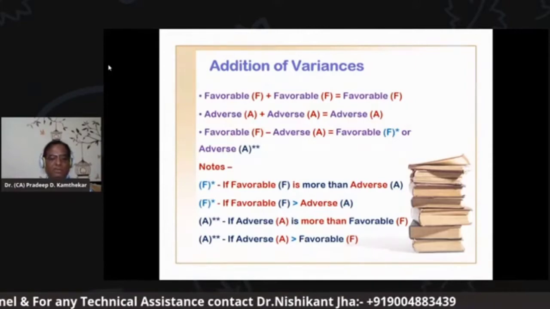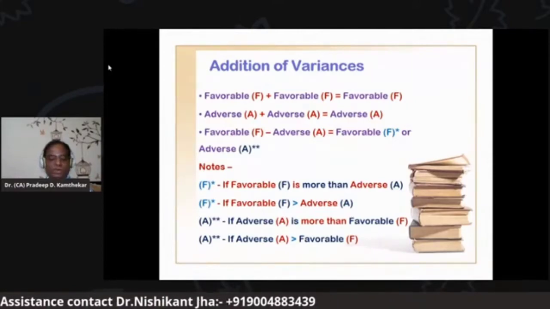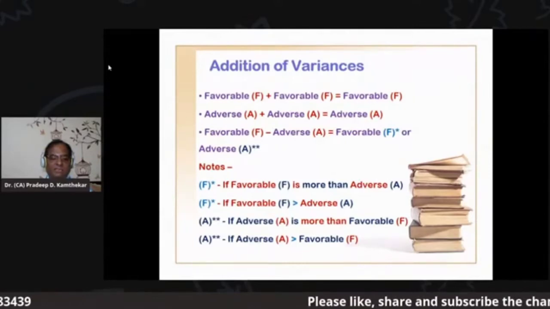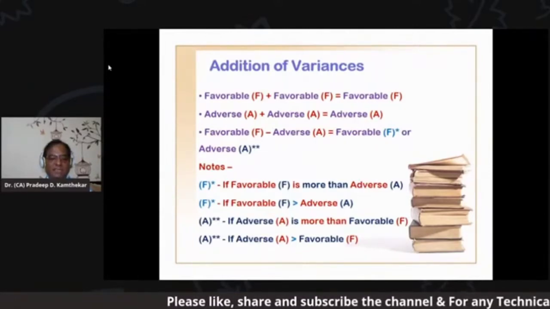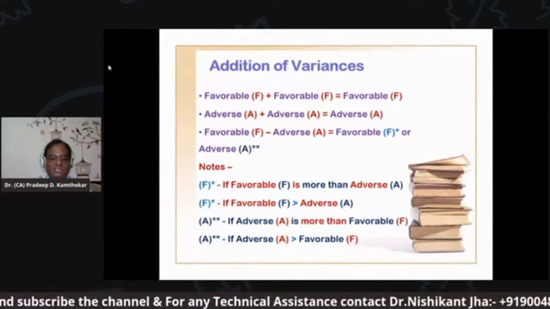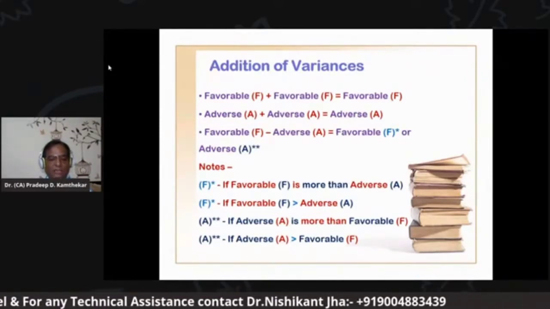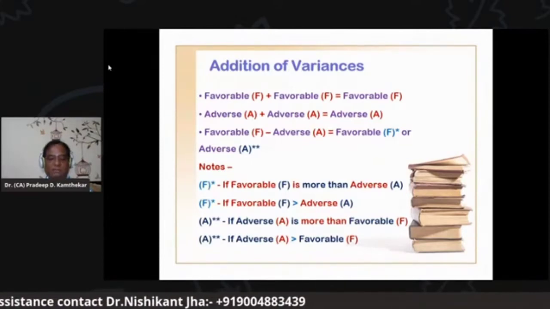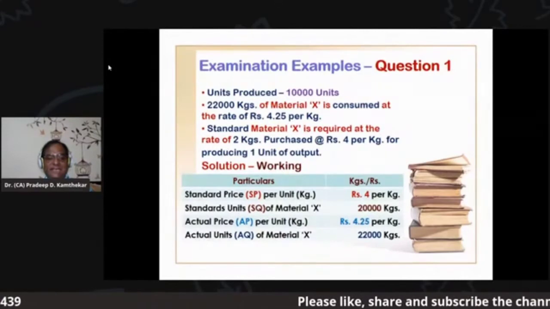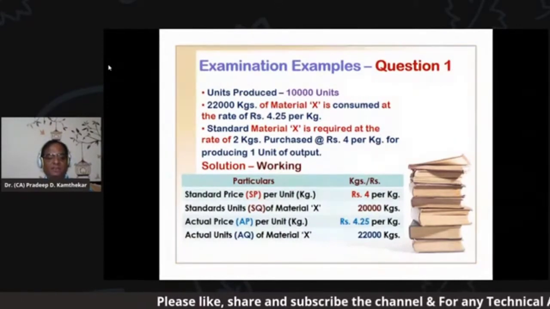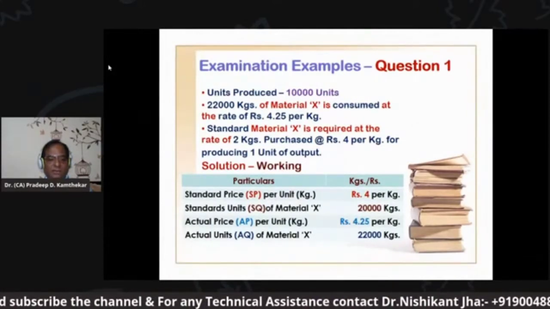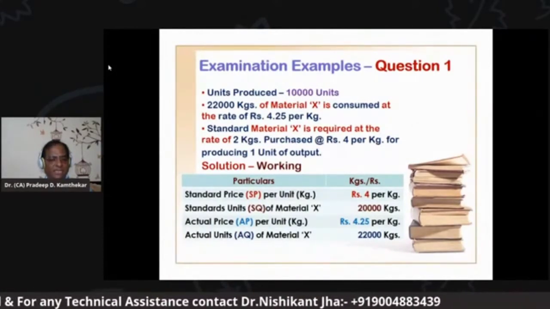And that I have given you in the four equations below. When favorable is more than adverse, the difference will be favorable variance. And when the adverse is more than favorable, the difference will be adverse variance. All these we have seen by way of examples in the following slides. Now let us take this example. From this example, we'll see how actual variance calculation is done and how the problems are asked in the examinations.